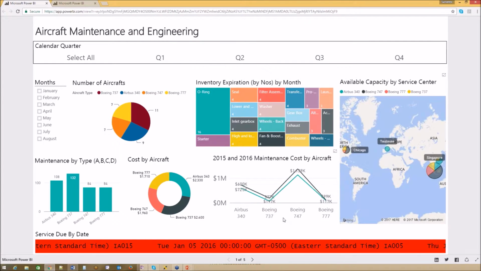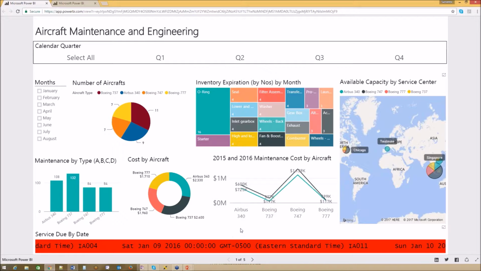So a quick glance can actually help the maintenance team understand the amount of money that they are spending, whether it is beyond a certain threshold. If it is beyond a certain threshold, they can take a look at it and take corrective action to see that it's brought within the threshold value.